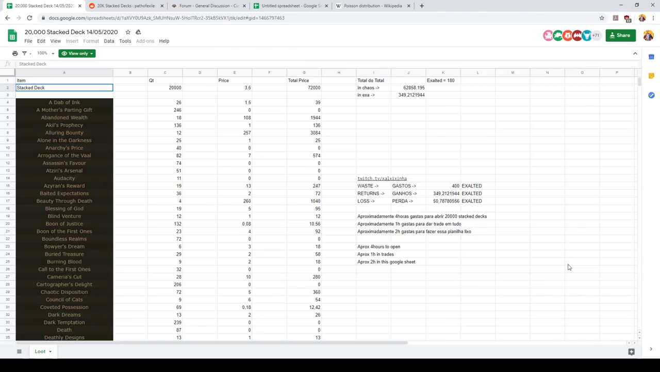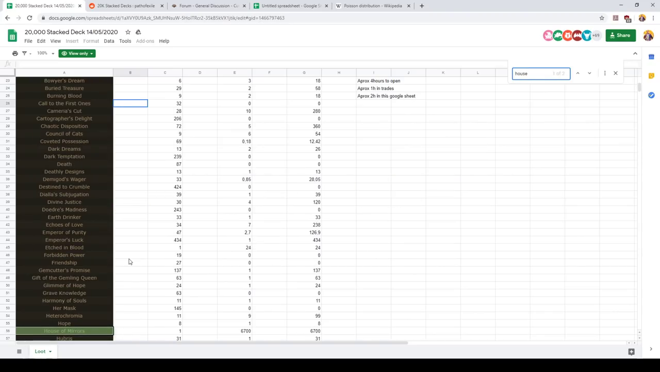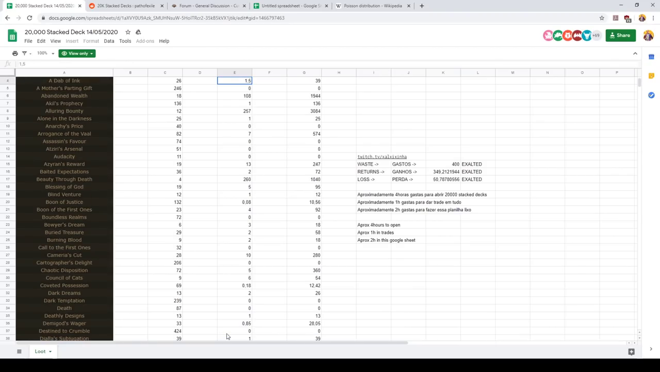And some of the cards contribute a huge amount to the amount of value that you get out of your stack decks. So, to take the most extreme example, let's jump down to House of Mirrors. There was one that was opened on the Twitch stream out of 20,000 divination cards. And this card was worth 6,700 Chaos Orbs, approximately. So, what would have happened to the conclusion that was drawn had there been two House of Mirrors that dropped, or had there been zero?